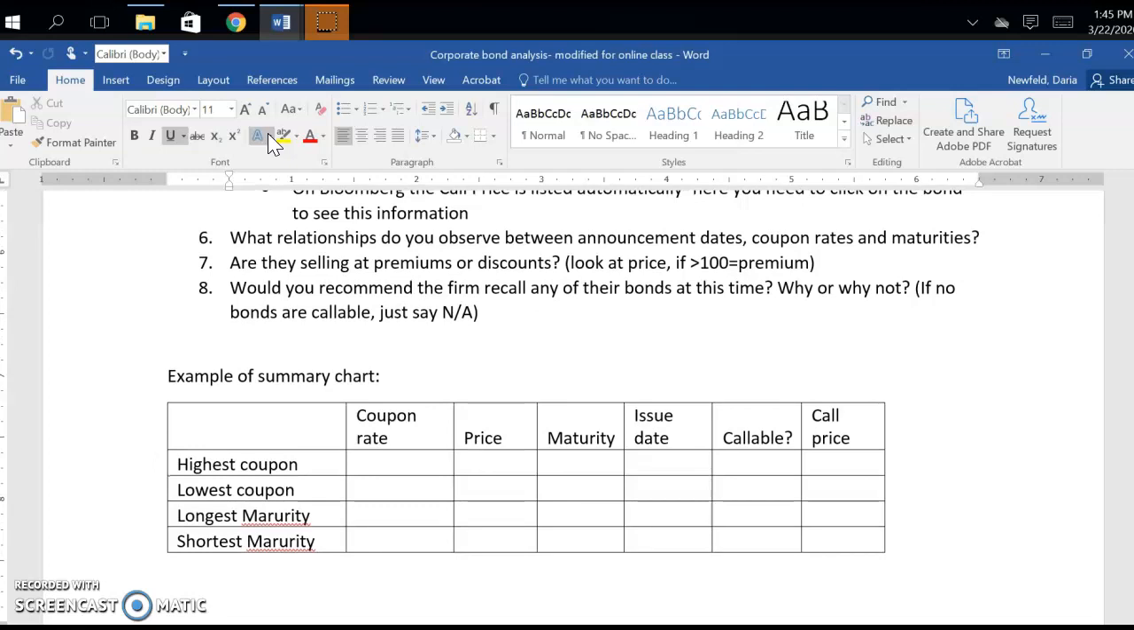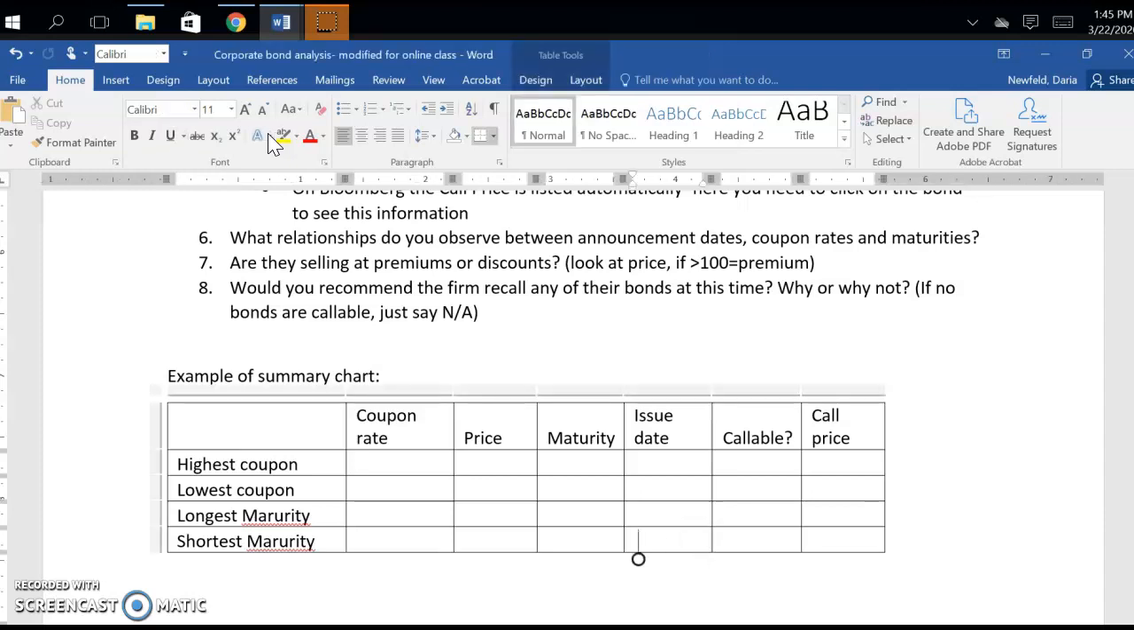highest coupon and lowest coupon, longest maturity and shortest maturity. You can have that automatically, just sort the way I did that. So include the coupon rate, the price, the maturity. Now, the issue date, you can also put callable. They're all callable. The issue date and the call price.